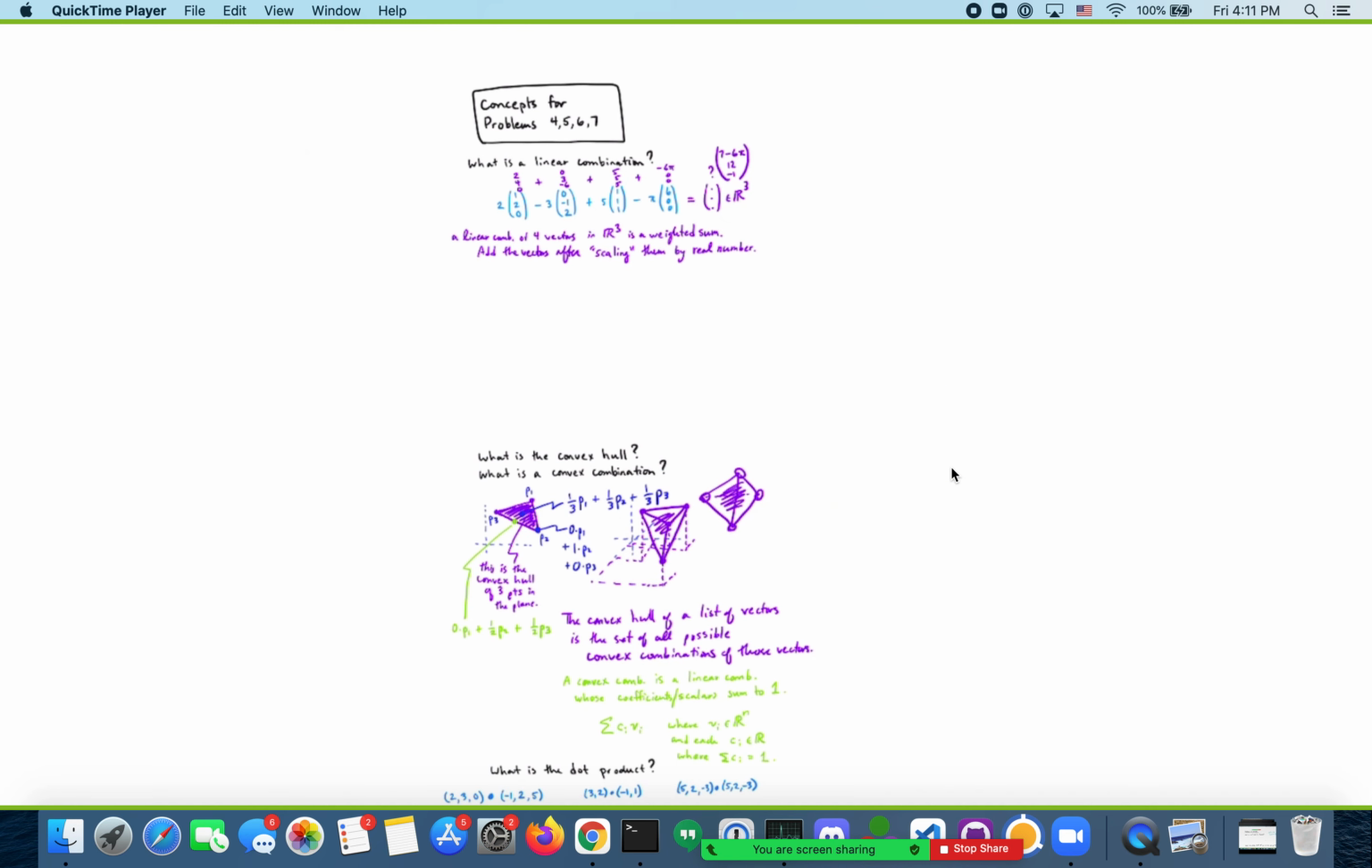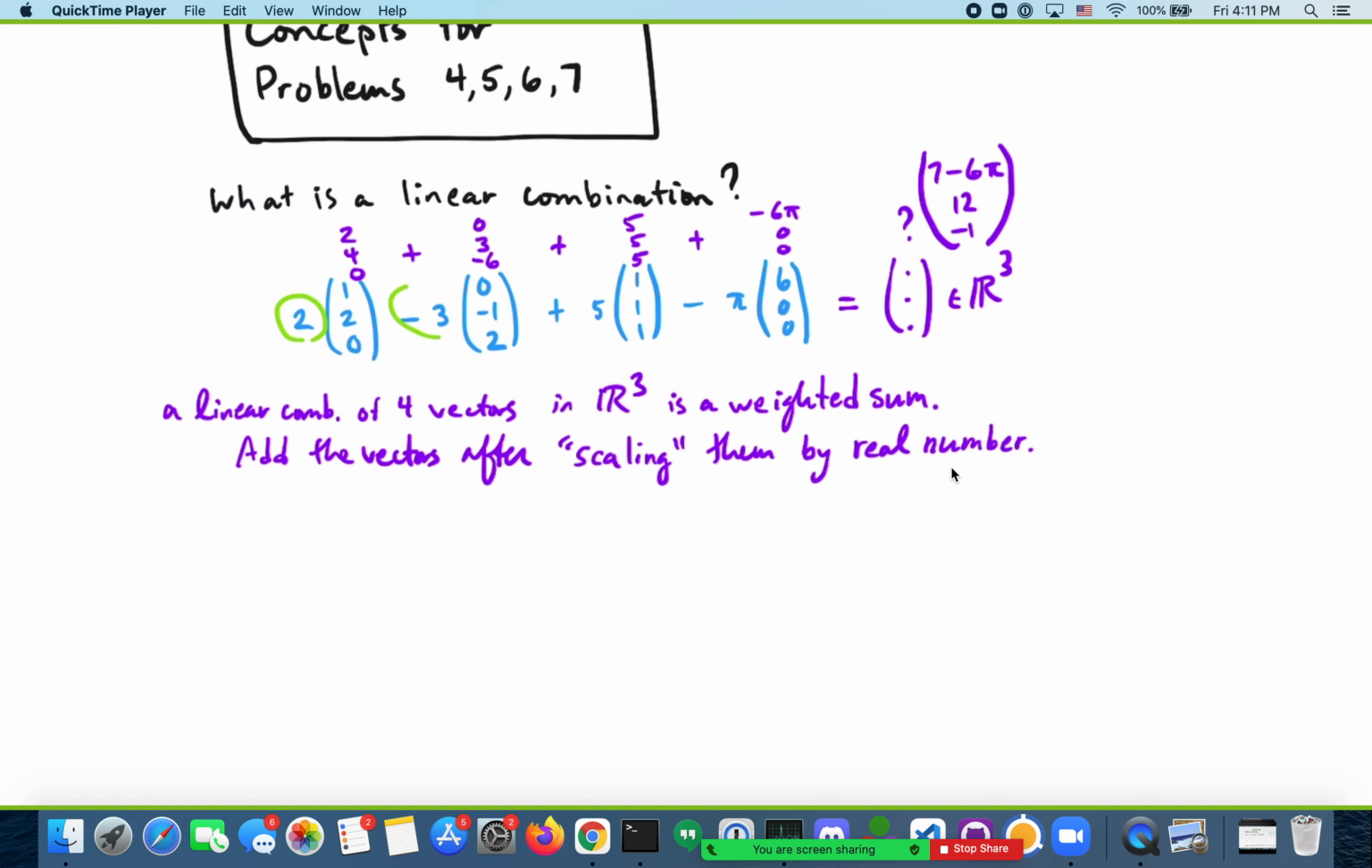So over here, 2 minus 3 plus 5 minus pi is not 1. I don't know what it is. 7 minus 3 is 4. 4 minus pi. Oh, actually, it's close. It's close to 1, but it's not 1. So this linear combination is not a convex combination.